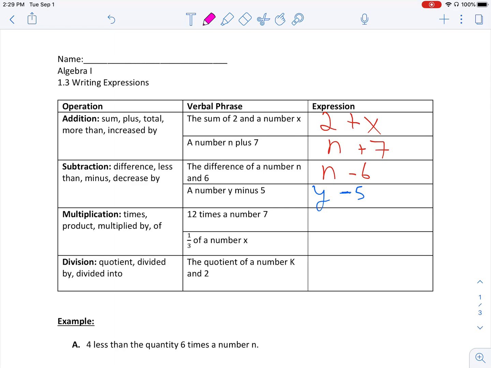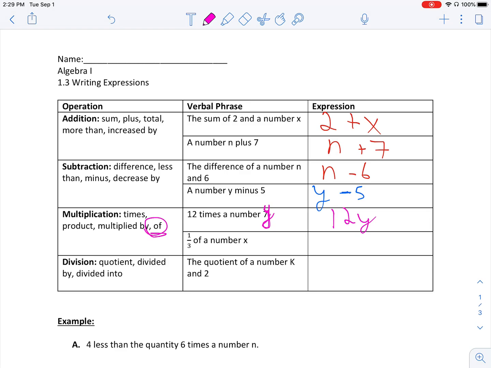Multiplication. When you see the word times, product, multiplied by, I think the most important one you get out of this is the word of. You'll see this 1,000 times, and kids miss it all the time. The word of in math means times. So 12 times a number, or let's make this a variable so it's not confusing, 12 times the number y, so it would be 12y.